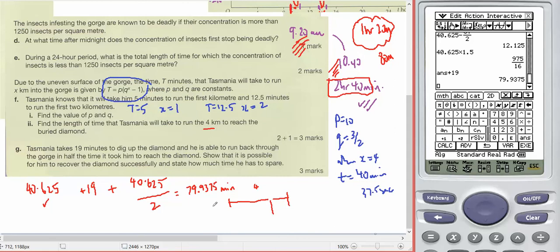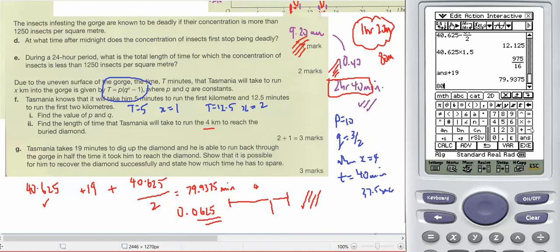It's going to take 79.93. Therefore, yes, he can successfully do it. And what will he have left? He'll have no minutes, and he'll have 0.0625 minutes left as a successful amount. So 80 minus this gives this, and that times 60 will give how many seconds he'll have spare. He's going to have 3.75 seconds spare.